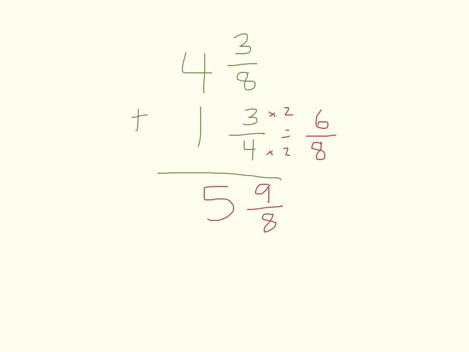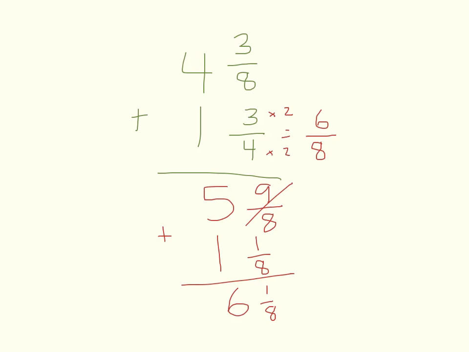Now your answer for this problem is 5 and 9/8, but I'm going to take this 9/8 and switch it to a mixed number. 8 goes into 9 one time with 1/8 left over. So now I can just bring down that 1/8 and then add 5 plus 1 to equal 6. So your answer from this problem is going to be 6 and 1/8.